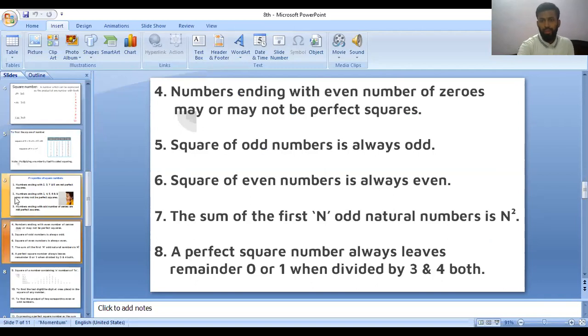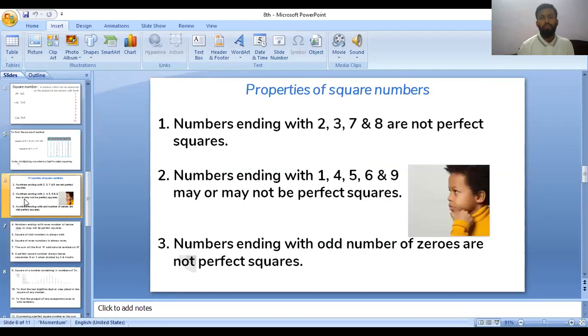Property number 4: numbers ending with an even number of zeros may or may not be perfect squares. In other words, you can combine property number 1 and 3 together and 2 and 4 together. First of all, have a look at 1 and 3. You can remember in one sentence that numbers ending with 2, 3, 7, 8 and an odd number of zeros are not perfect squares. So let me show you some examples.